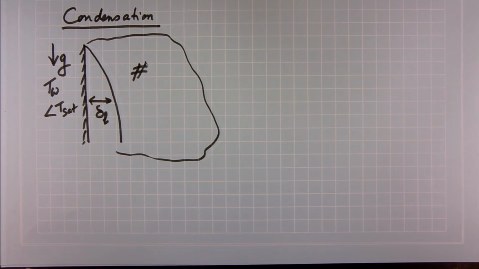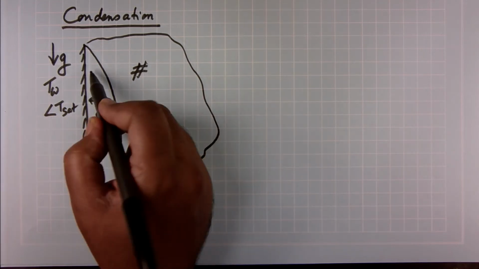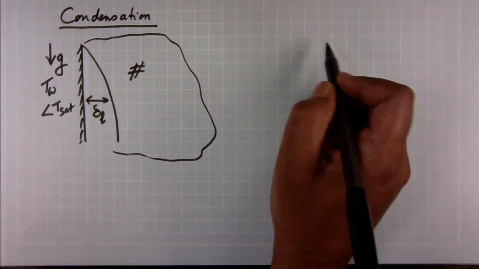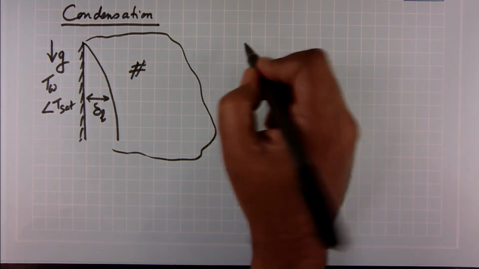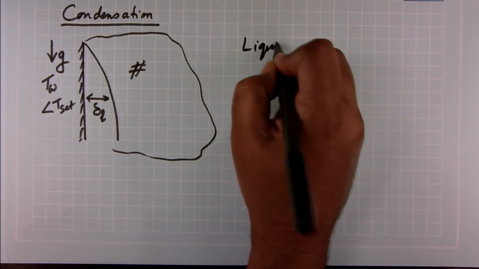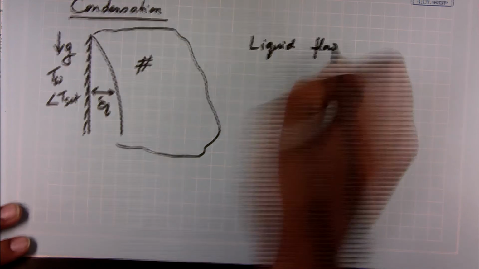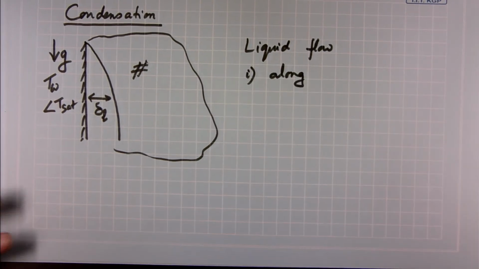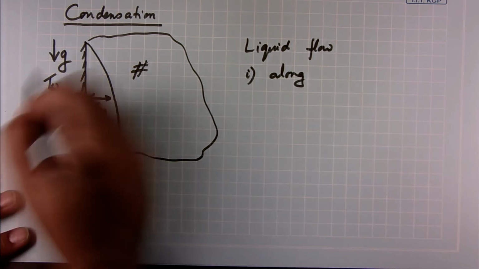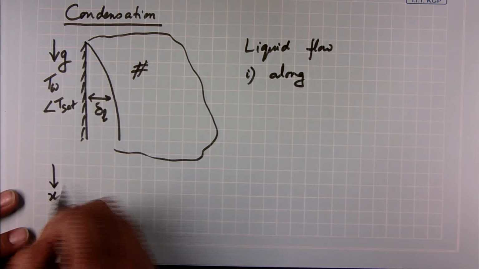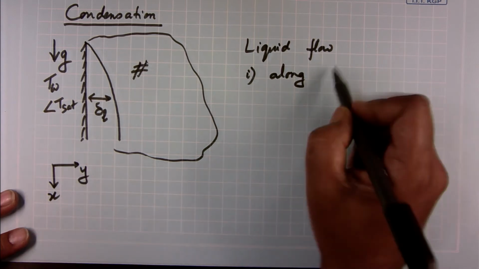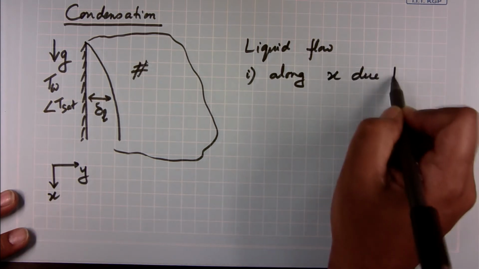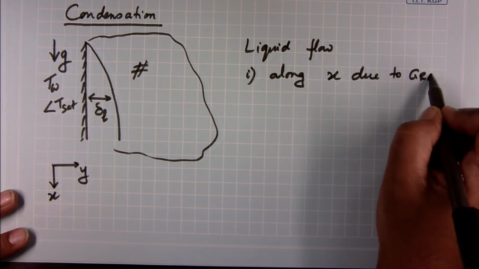So, this is where it becomes a little tricky. Liquid will still flow down, no doubt about that, because gravity is acting. So, liquid flow, number 1, along, let us say this is x. We will name this as x and this as y. So, along x, due to gravity.